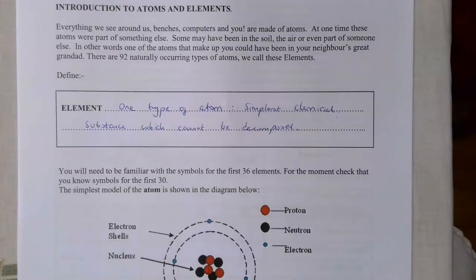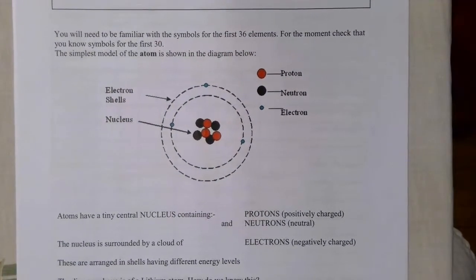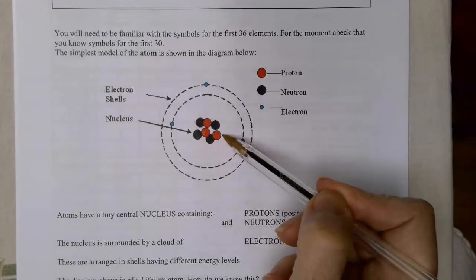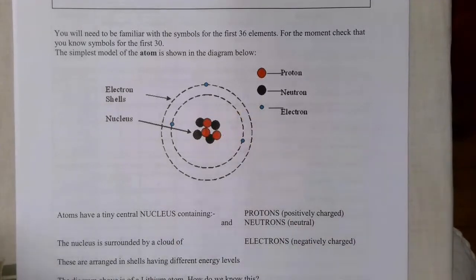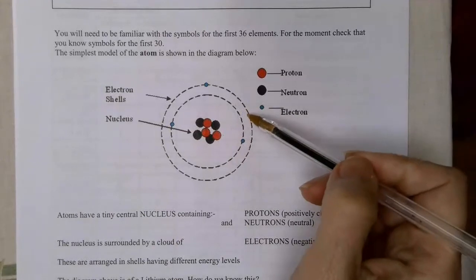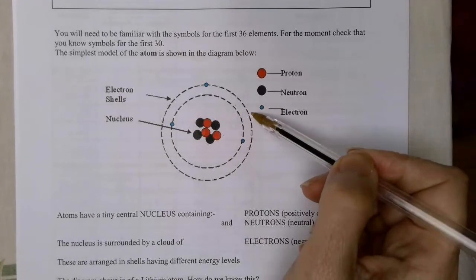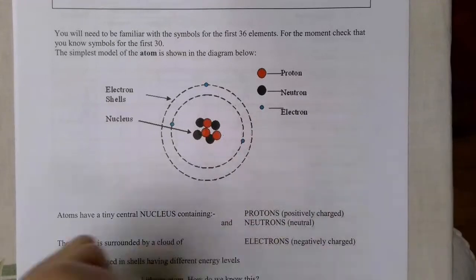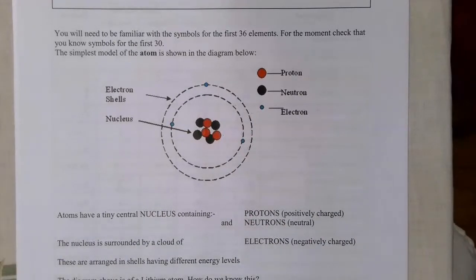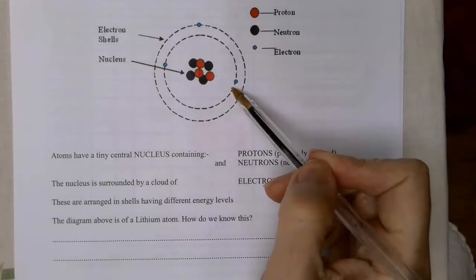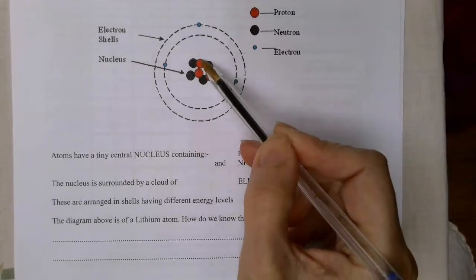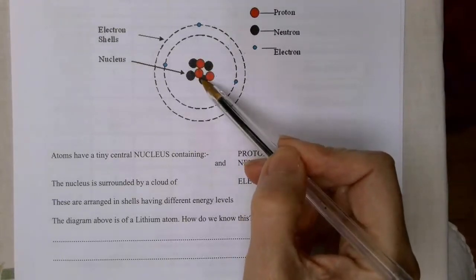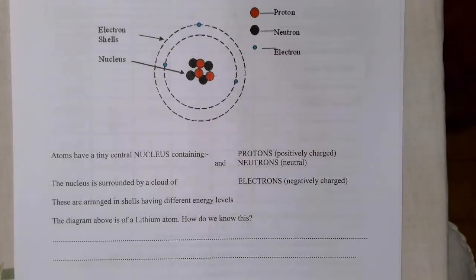Now, a very simple picture of an atom looks like this. We have a nucleus where the protons and the neutrons sit, and we have these things which we call shells where we find the electrons. Obviously, it's not quite this simple, but for this exercise, it's a good enough model. So this atom here is an example of an atom of lithium. Now the reason I know that is because of these, the protons.